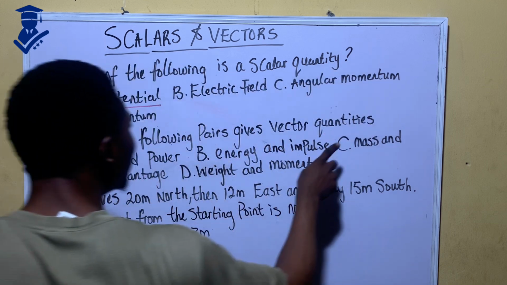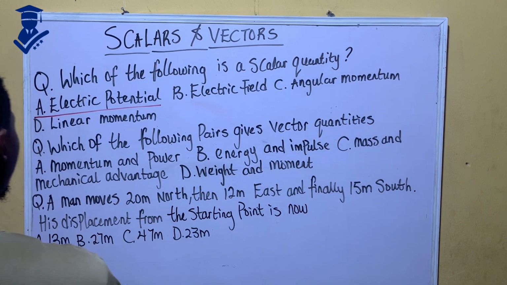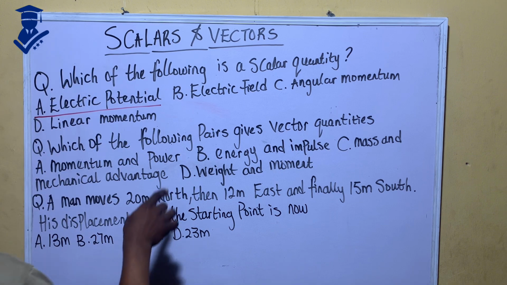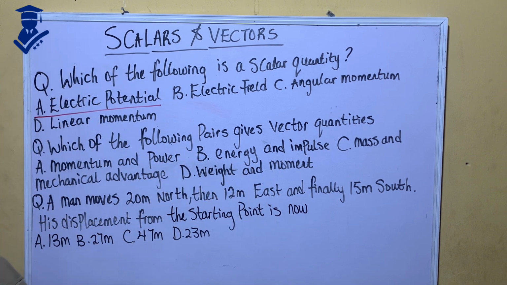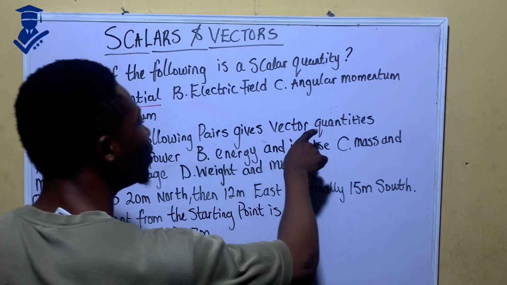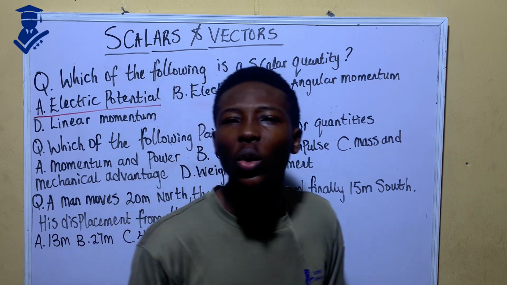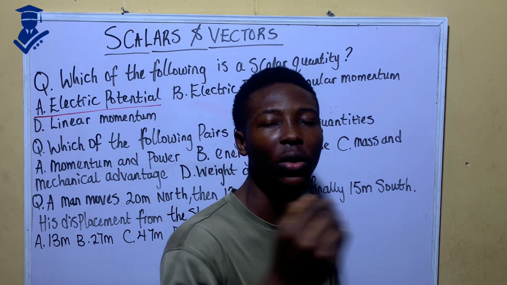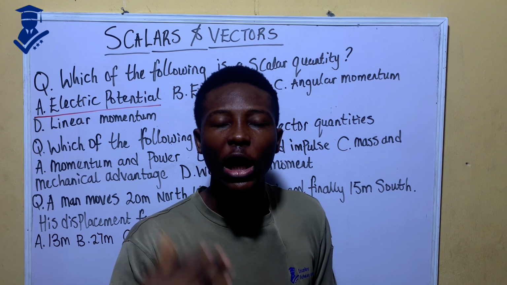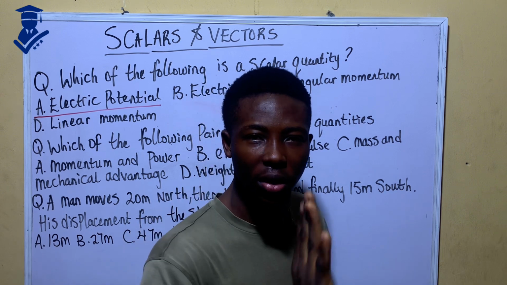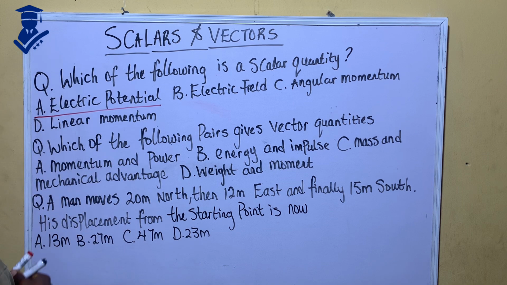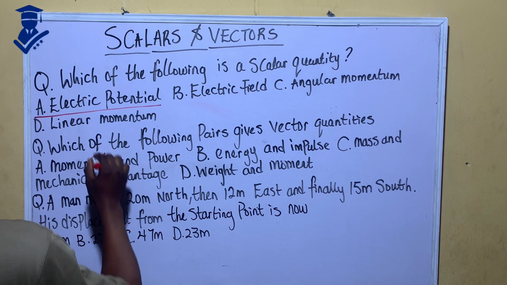Which of the following pairs gives the vector quantities? Momentum and power, energy and impulse, mass and mechanical advantage, weight and moment. They said which of the following pairs gives a vector quantity? Now we know that a vector quantity is a quantity that has magnitude and a specific direction. Example, displacement. He covered 20 meters due north. I'm giving a direction. So momentum is a vector quantity.